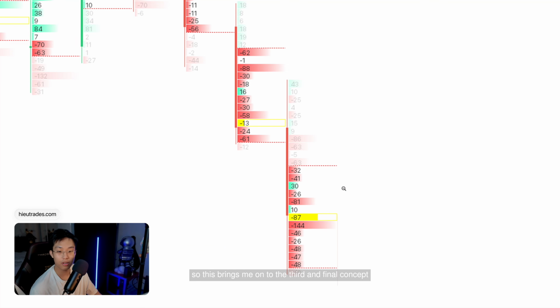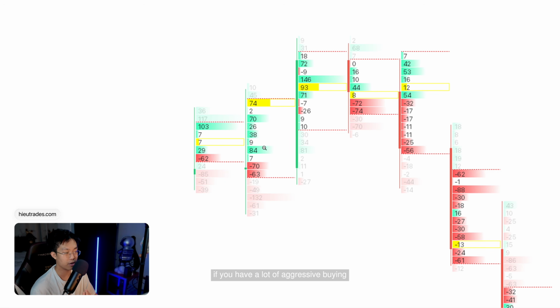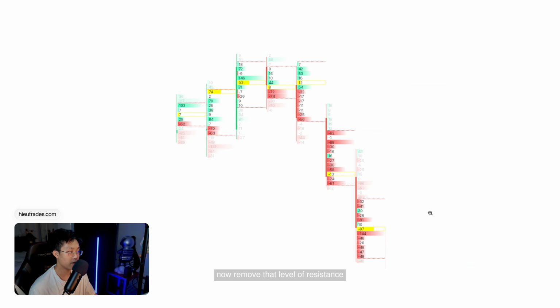So this brings me on to the third and final concept, initiation. And initiation is what a genuine move looks like on the footprint chart. So remember how I said, if you have a lot of aggressive buying, you would anticipate for the market to reward it with higher price action, unless it comes into a level of resistance. Now, remove that level of resistance, and this is what you get.